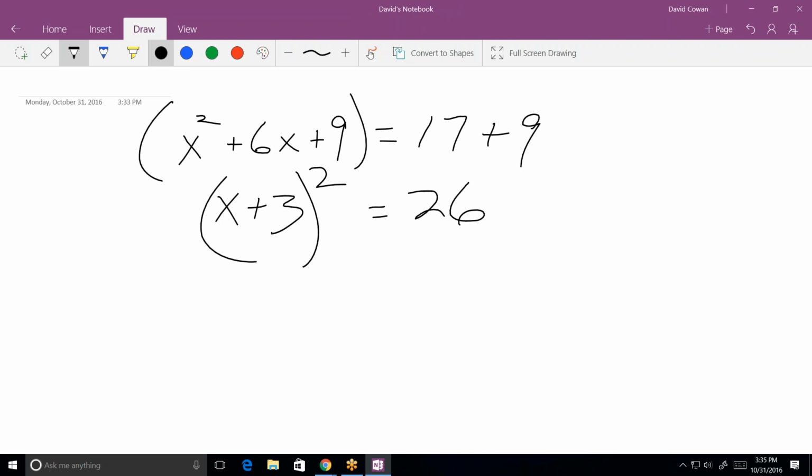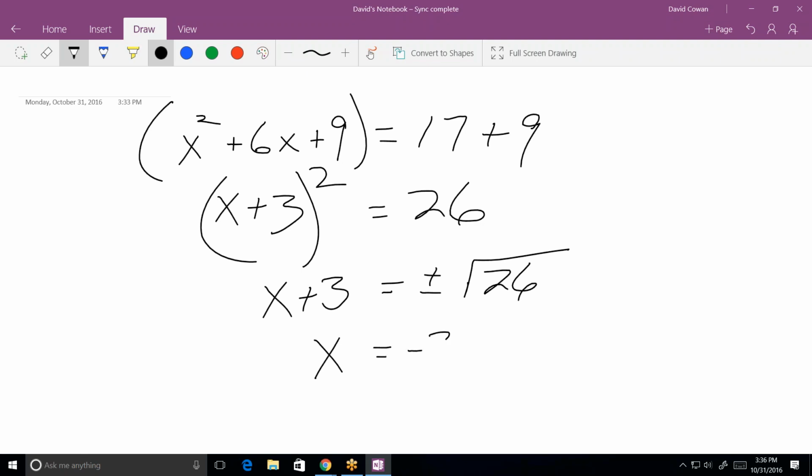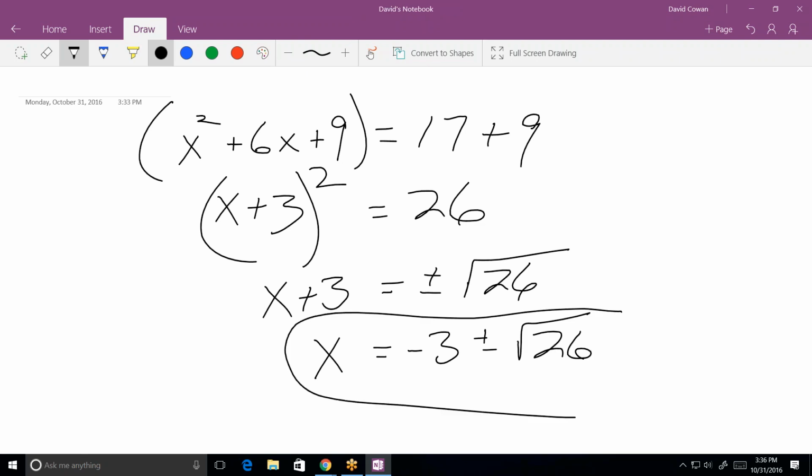Now you can make headway on this problem. I can take the square root of both sides. And subtract 3. So there's my answer. And you'll notice that looks an awful lot like what you'd get if you used the quadratic formula. In fact, it looks exactly like what you'd get. It just was a little easier.